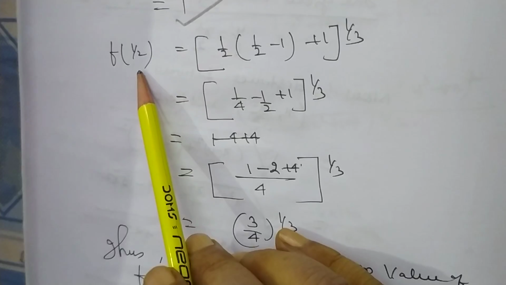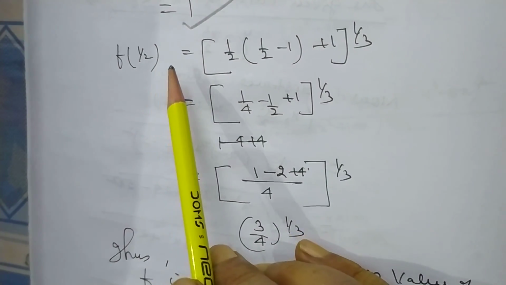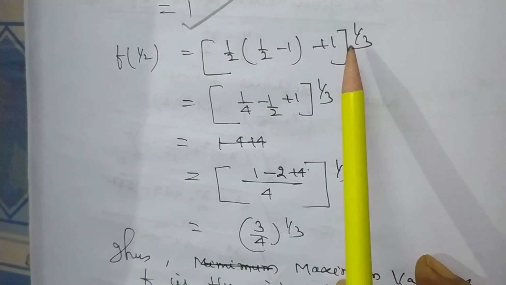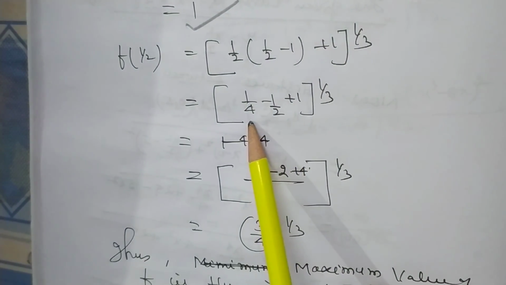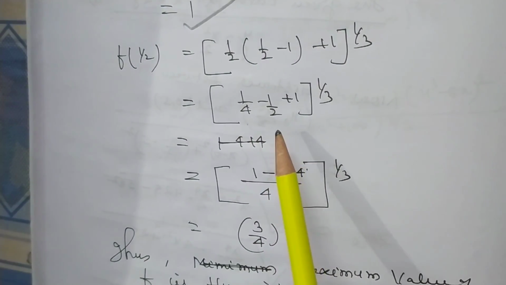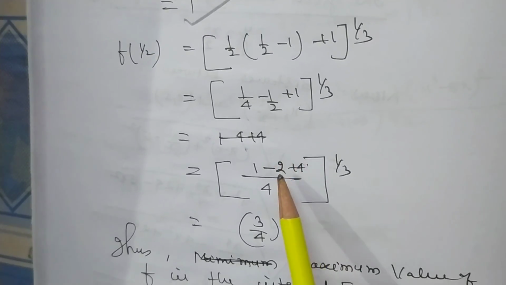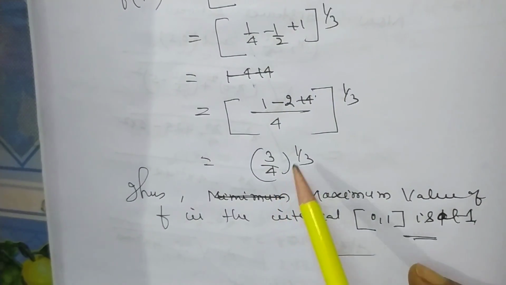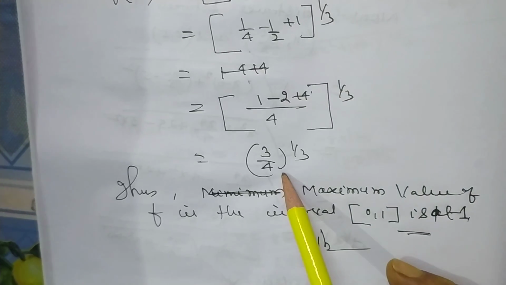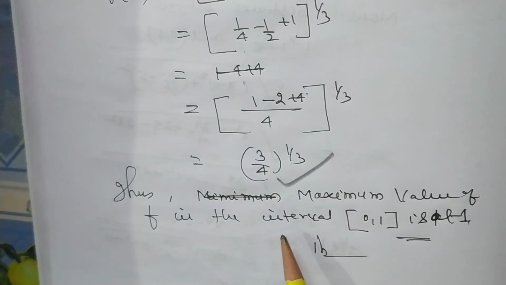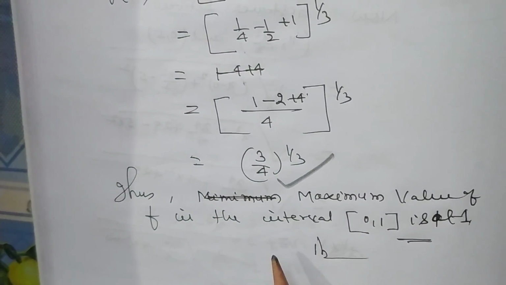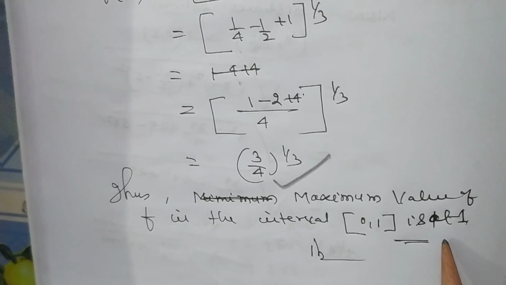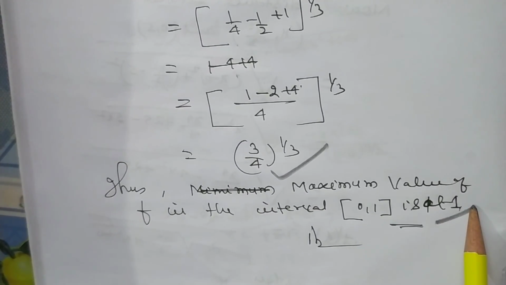And the value of the function f(x) at x is equal to 1 by 2 is 1 by 2 into (1 by 2 minus 1) plus 1, whole to the power 1 by 3. That is 1 by 4 minus 1 by 2 plus 1, and taking 4 common, (1 minus 2 plus 4) by 4, whole to the power 1 by 3. And that is 3 by 4 whole to the power 1 by 3. Thus, the maximum value of f in the interval 0 to 1 is at 1.